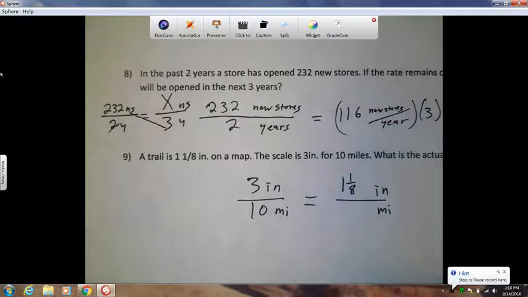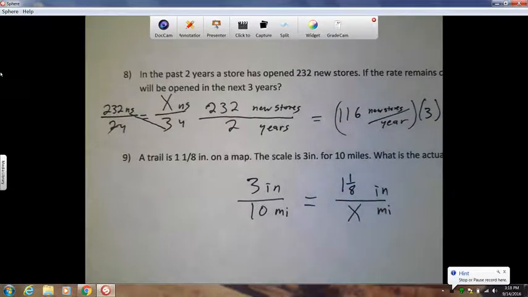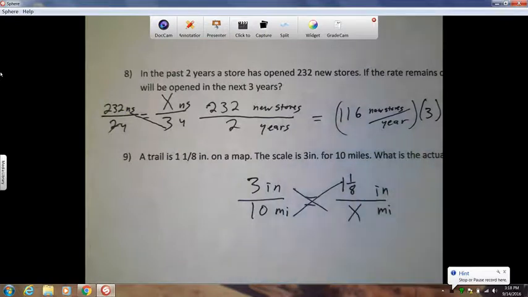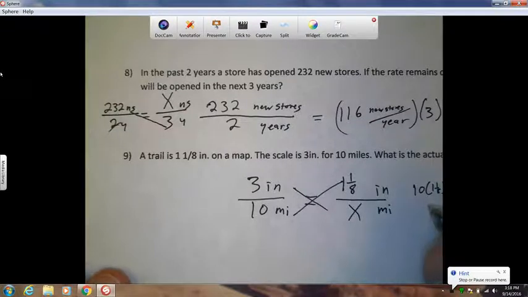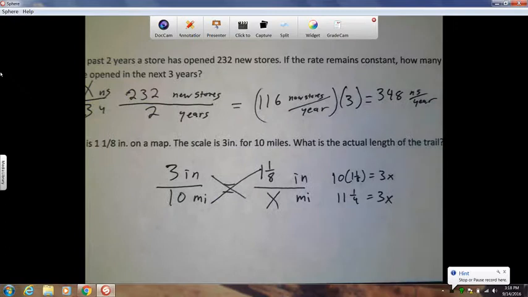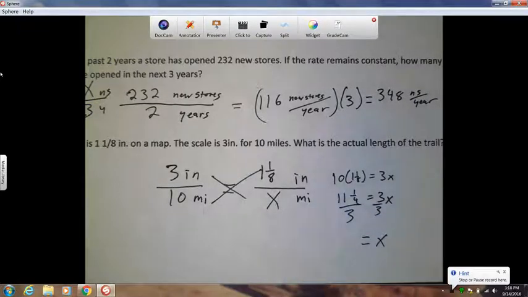So I can cross multiply those. I get 10 times 1 1/8 equals 3 times x. So I got 11 1/4 is equal to 3x. And divide by 3. So I get 3 3/4 of a mile.